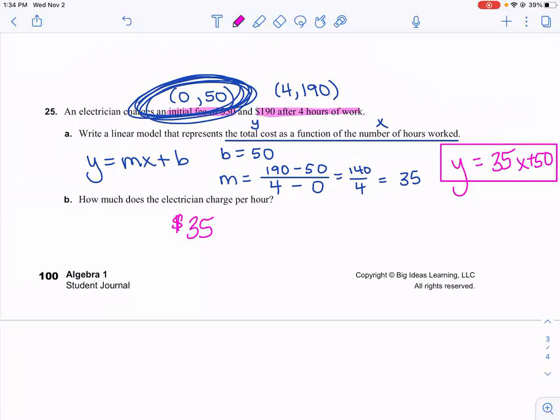So if we graph this, we would have a line like this. So how do you find it?